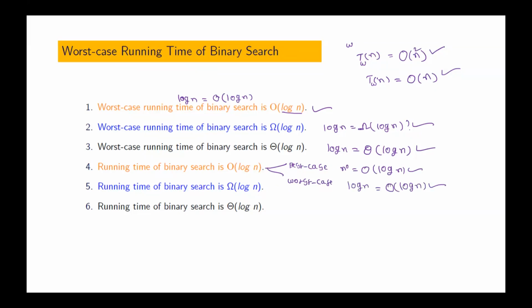What about the fifth one? False, sir. So why, sir? For which case does it fail? For the best case. In the best case it is 1. 1 is big omega of log n. This is not correct. So hence this statement is false. What about this one? This is correct. All are true.